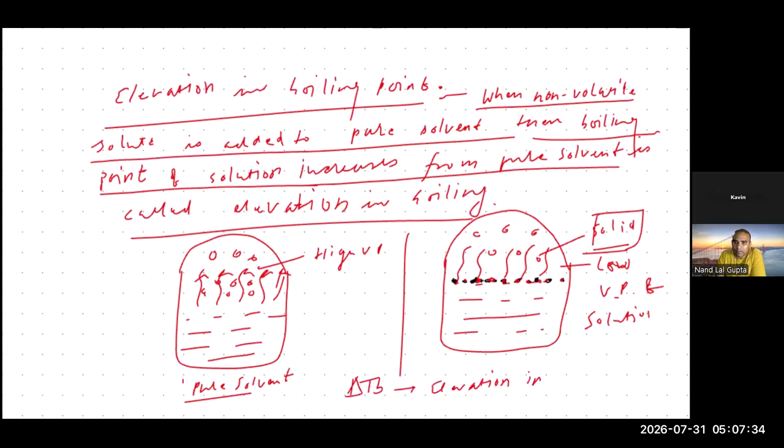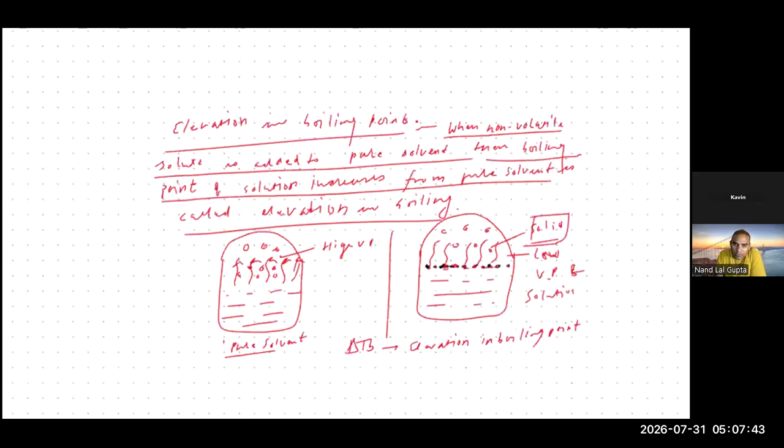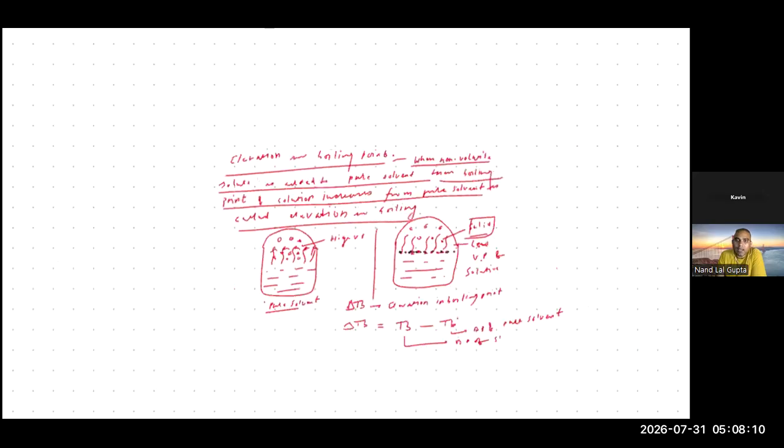Now another term you should know. Elevation in boiling point means the boiling point is higher, so it is TB minus TB naught. TB naught is the boiling point of the pure solvent, like 100 degrees. Water boils at 100 degrees, but water and salt boil at a higher temperature. So TB is the boiling point of the solution.